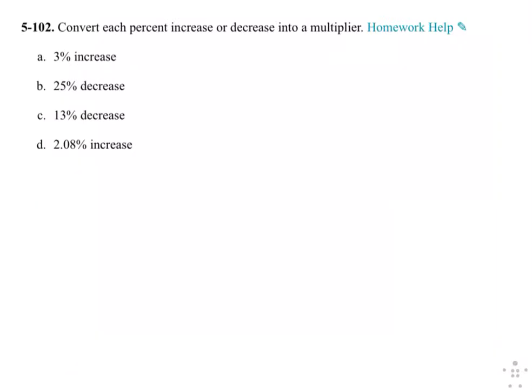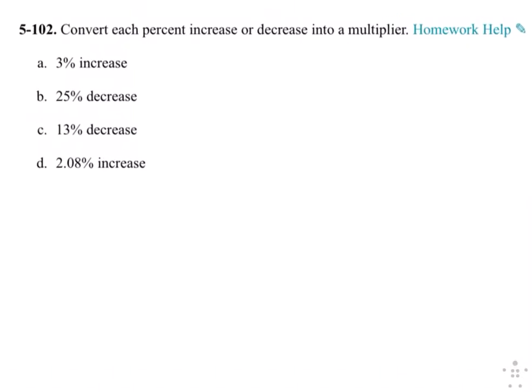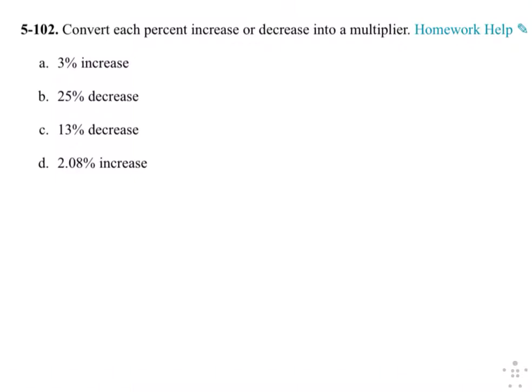Okay, for 102, they want to change percent increase or decrease into a multiplier. The thing to remember here is that if something costs 3% more, so let's talk about this for a second. If we had $100, if something cost $100, and now we say it costs 3% more, that would be a 3% increase. That means we're going to take the $100 and we're going to add to it $100 times 0.03, right? That would be what it is.